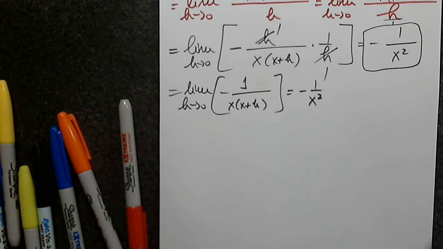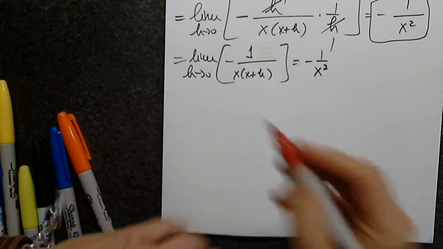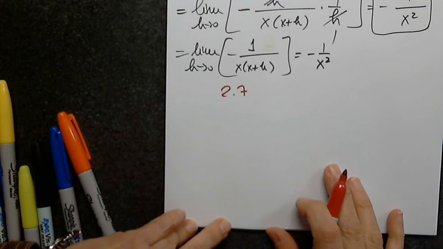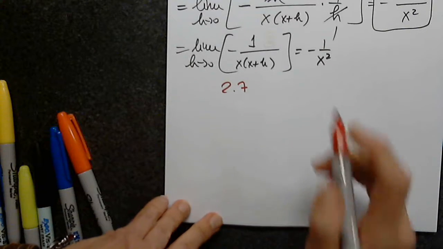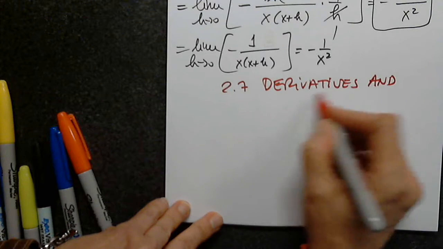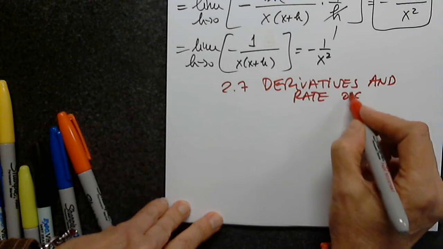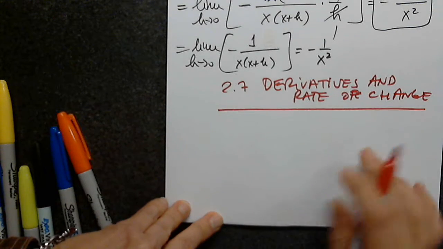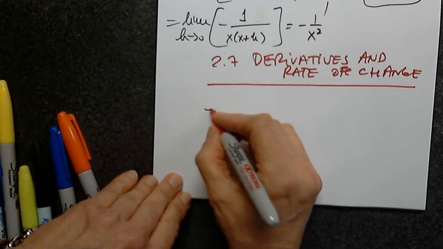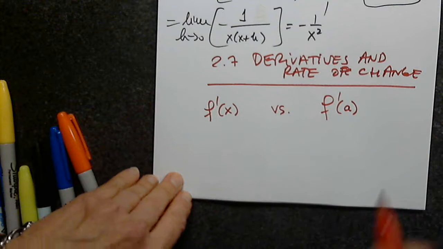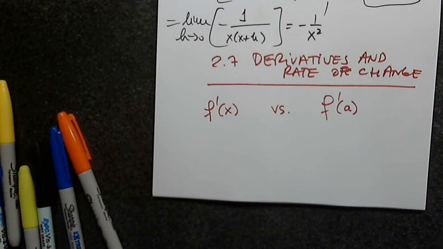So 2.7, derivatives and rate of change. Here is a question for you. What is the difference between f prime of x versus f prime of a? One's a function, one's a value. That's it. That's the answer.